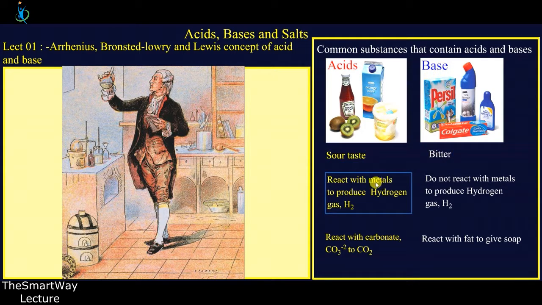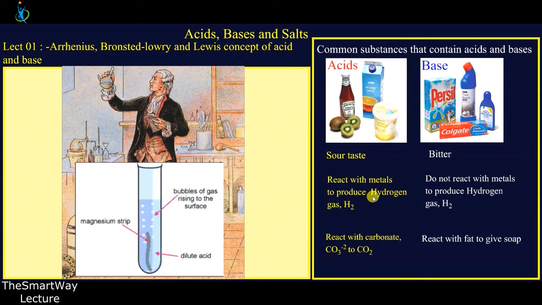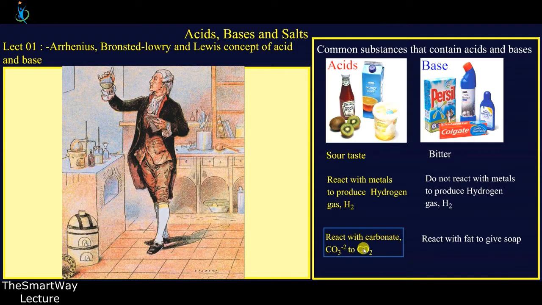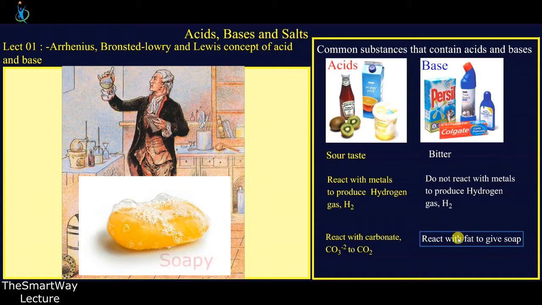They performed other experiments, and it was also revealed that these sour-tasting substances always give off hydrogen when added to metals, and they also give out carbon dioxide when added to carbonates. But the bases did not give out hydrogen gas even when metals were added to them. They felt soapy, and they can also react with fats to give soap. So they discovered that these substances were of different categories.